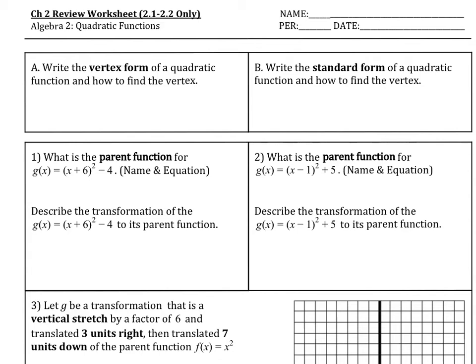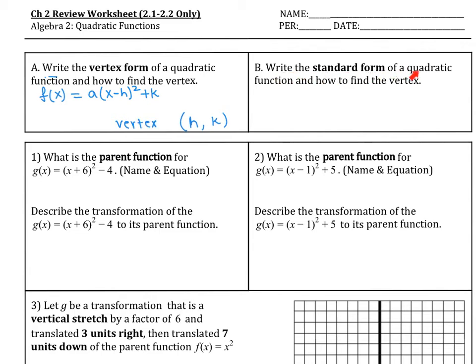Chapter 2 review of 2.1 and 2.2. Question number letter A. Write the vertex form of a quadratic function and how to find the vertex. So the vertex form is f(x) = a(x - h)² + k. Now to find the vertex, you only have to identify h and k, and remember for h you're going to use the opposite sign. So the vertex is going to be (h, k).